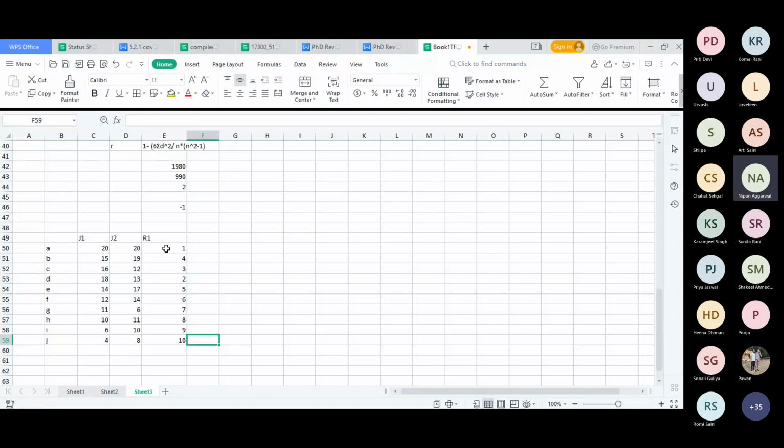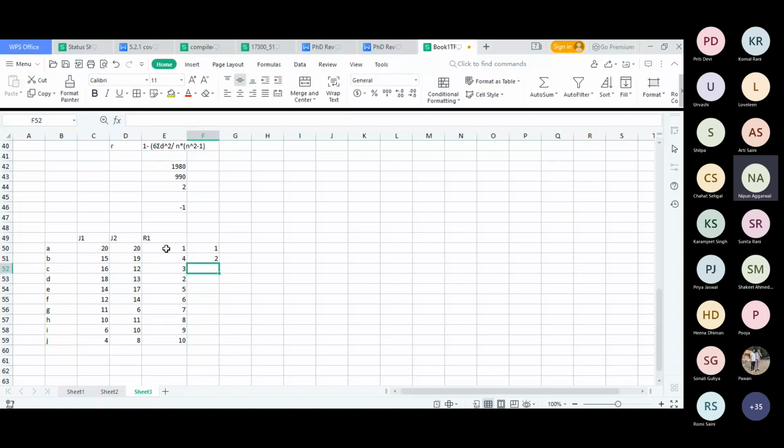So these are your ranks in the first. Similarly, you have to give the ranks in the second. So if you are giving the ranks in the second, the first is 20, the second is 19.